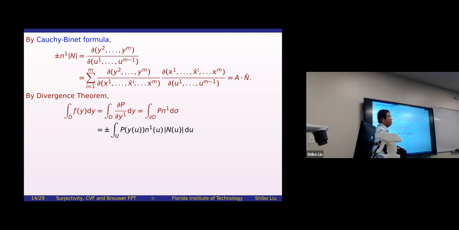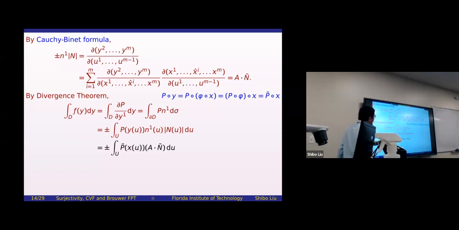Okay, then we observe that the composition of P and y, by simple computation, is just the composition of P theta and x. So P(y(u)) can be rewritten as P theta (x(u)). Okay, and n1 times the norm of capital N. Well, n1 times the norm of capital N is the dot product of A and N theta. So we get this result. Okay, then N theta is the norm of itself multiplying its directional vector, small n theta. So we can rewrite this integral in this way.